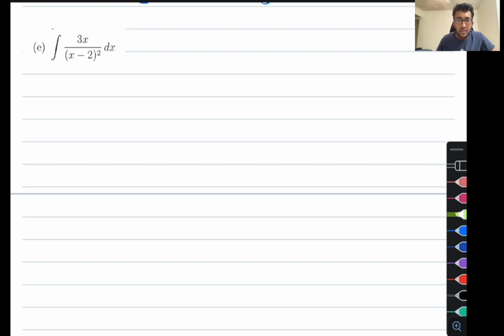Welcome everyone. Let's begin the discussion of part E of problem number 1. In this case you have to integrate 3x divided by (x minus 2) to the power 2. For this case there are many methods, so I will do this problem in two methods. First I am going to use substitution. So this is my method 1, it is substitution.